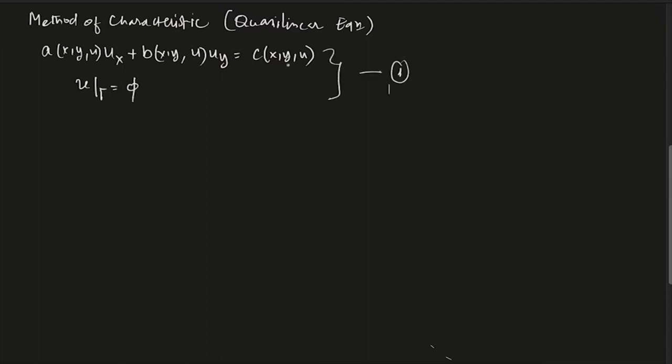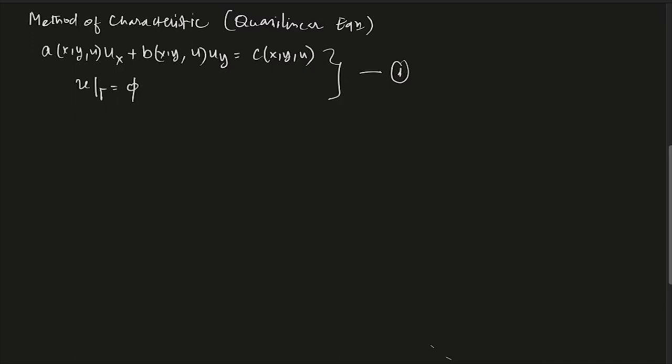And we call it a quasi-linear equation because, see, this is a non-linear equation. I mean, it's not a linear equation. But the coefficients a, b and c may depend on u. So it's not a linear equation, but it's not a fully non-linear equation. It's just a quasi-linear equation because it depends on u. Here also u and here also u.